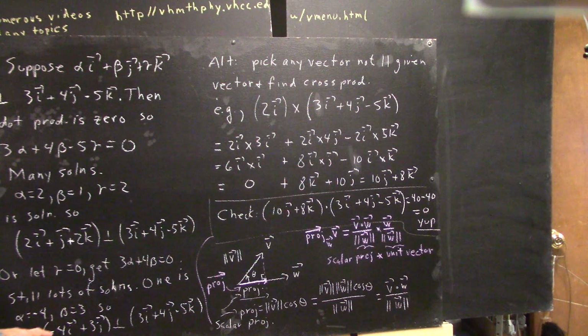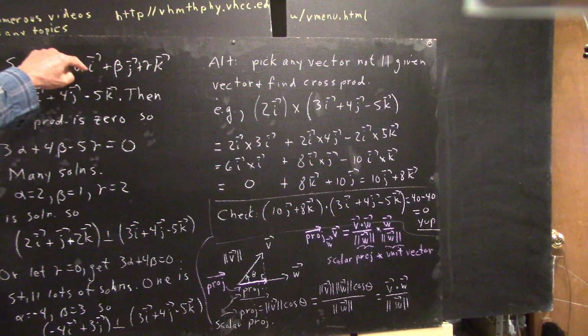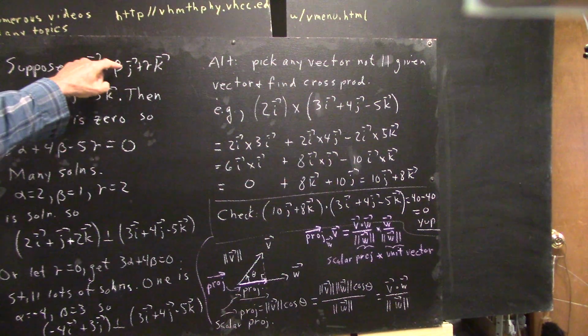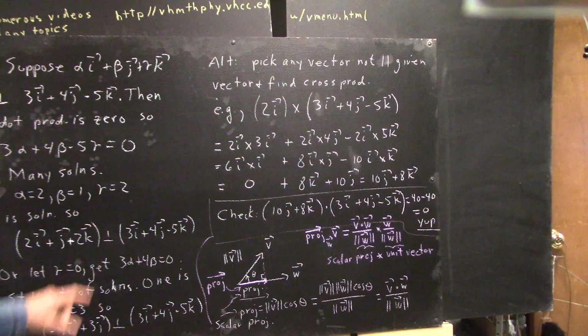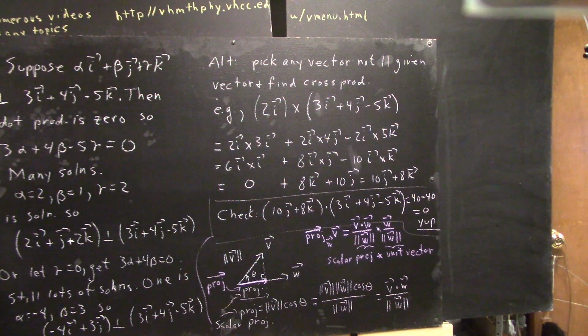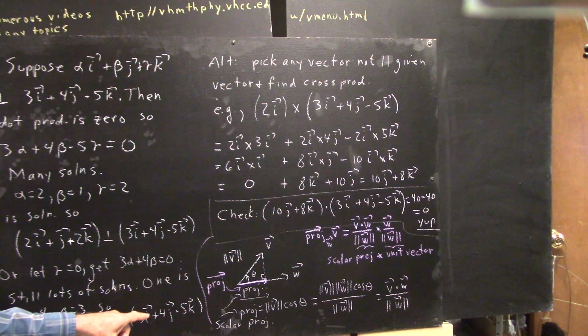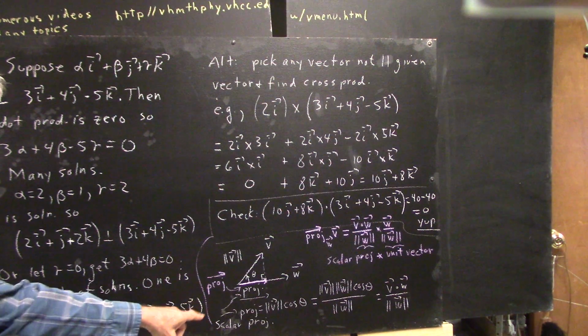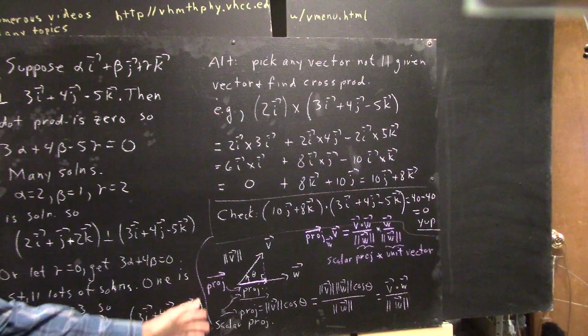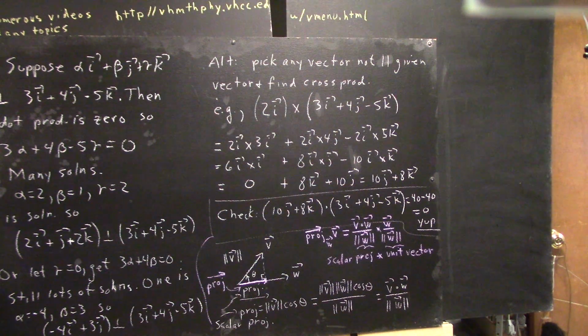And that, of course, gives us the vector. Alpha is negative 4, so it's negative 4i. Beta is 3, so it's 3j. And gamma is 0, so we don't have the k. So that negative 4i plus 3j should be perpendicular to 3i plus 4j minus 5k. If you do the dot product, you'll see that it's so.